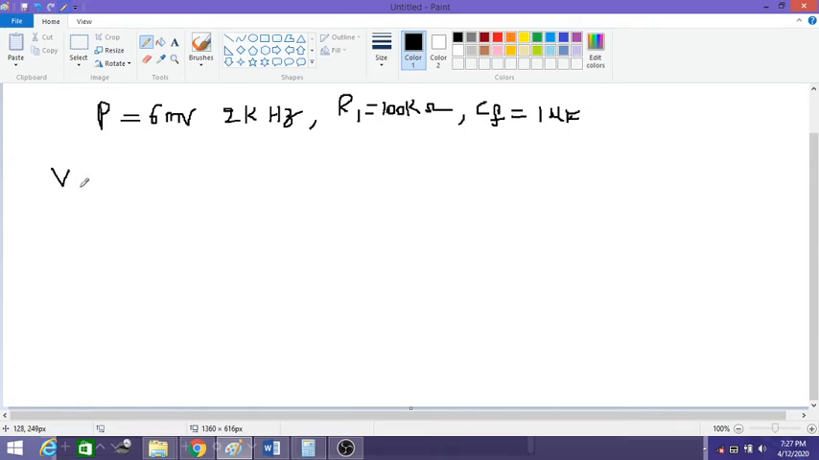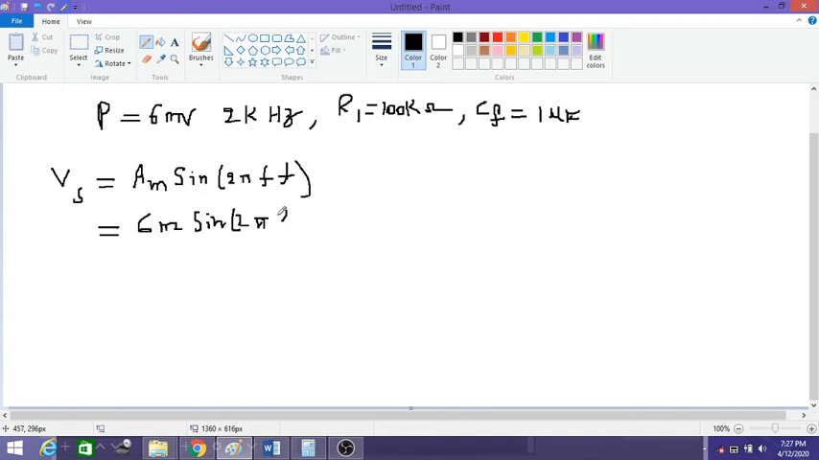It's a sinusoidal signal. The general mathematical form of a sinusoidal signal is Am into sine 2 pi ft. So Am decides the magnitude of the signal, and f is the frequency of the signal. So here it is 6 milli into sine of 2 pi into 2000 into t. So this is our Vs.